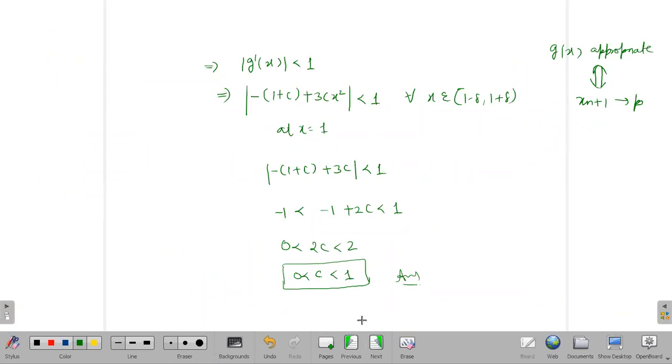So any doubt in this fixed point iteration? This you understand, means if g of x will be appropriate, only then you will get the convergent sequence. So if I am saying it is a convergent sequence, then it will always imply g of x will be appropriate.